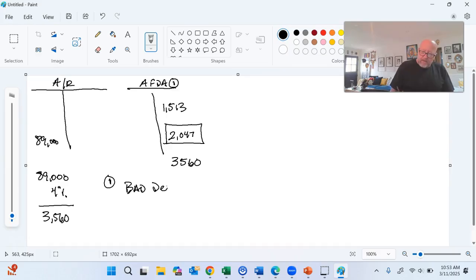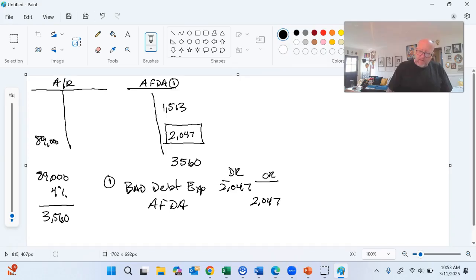So the adjusting entry under scenario 1 is going to be bad debt expense, 2,047 debit. And then I would credit allowance for doubtful accounts, 2,047. Right? So this is the adjusting entry. It's what we have to add or adjust that allowance for doubtful accounts. It's not the entire 4% of accounts receivable.